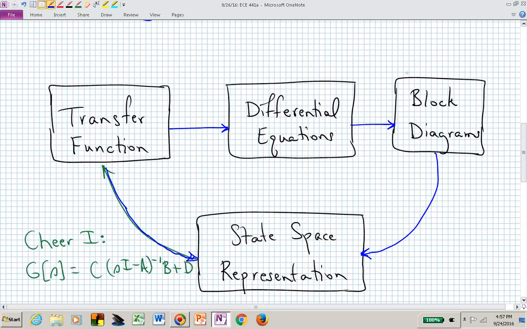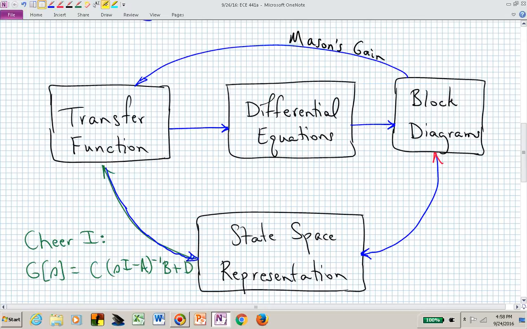We know how to go this way. I hope you remember that that's Mason's gain, or can be, and it could be block diagram algebra. And you know how to go from a state space representation to a block diagram by simply defining the inputs of integrators as your x primes, and then the outputs will be the state variables, and then you interconnect it as described in the state space representation.